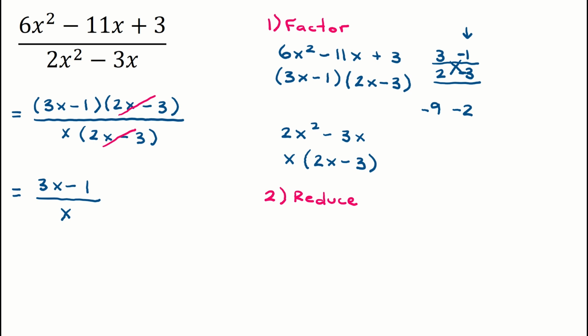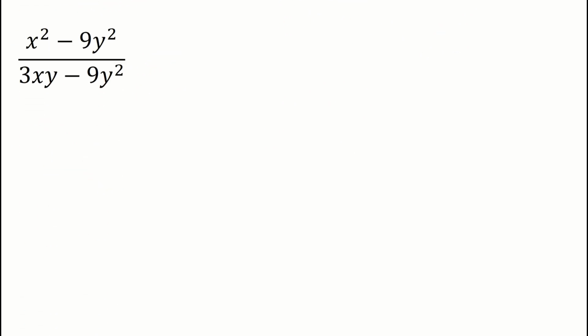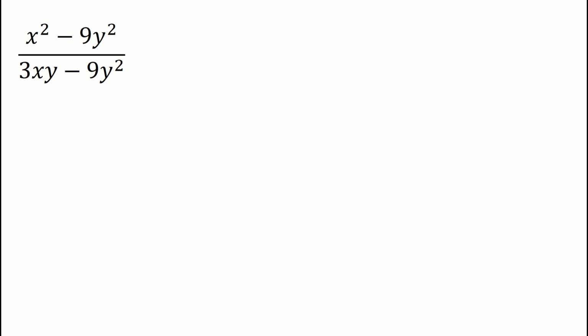Let's take a look at another example. So in this example, we have x squared minus 9y squared divided by 3xy minus 9y squared. So same thing here, we're going to start by factoring absolutely everything. When we look at our numerator, which was x squared minus 9y squared, this is difference of squares. We have a perfect square minus another perfect square. So this will simplify to x plus 3y times x minus 3y.